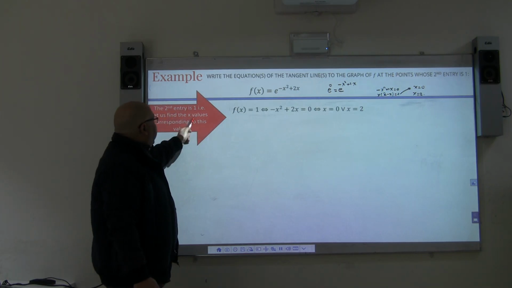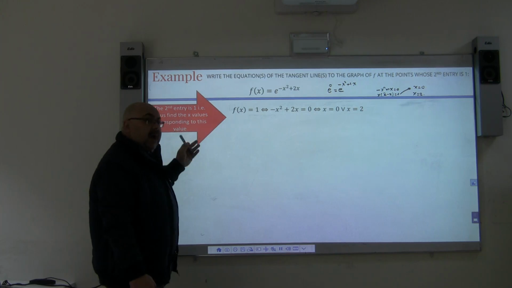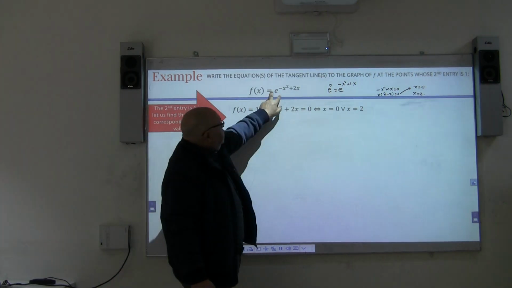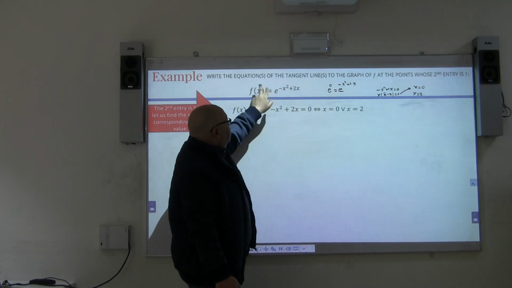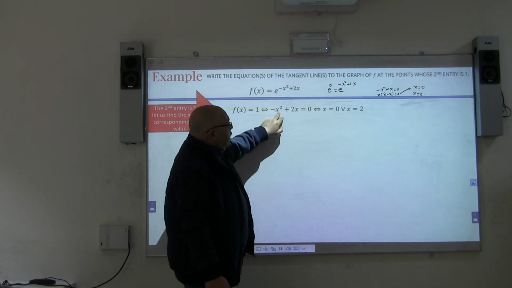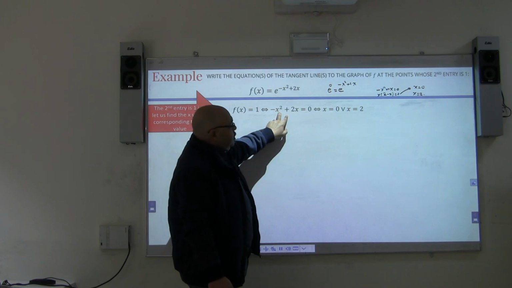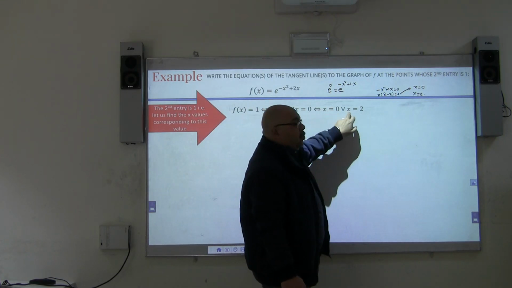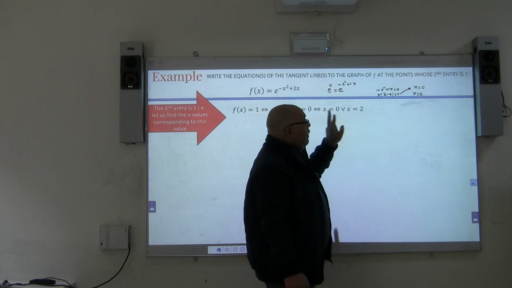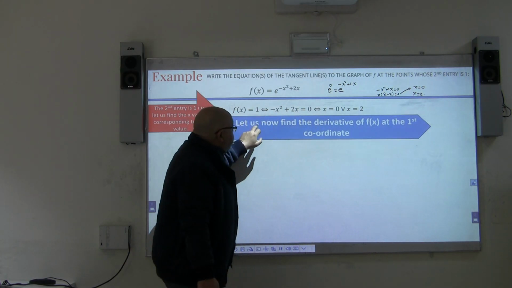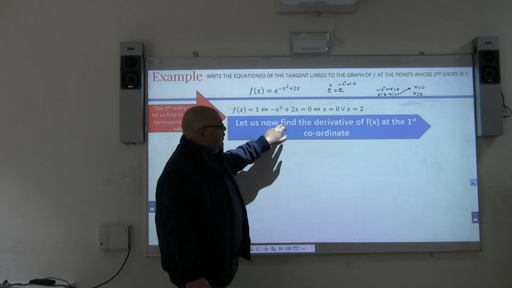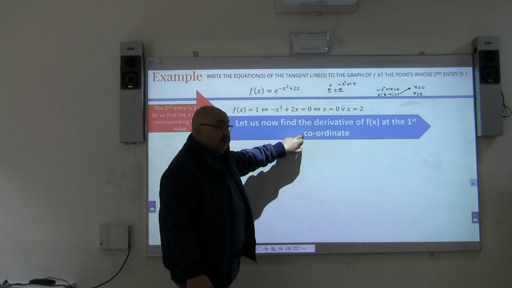It's very, very simple. So once more, the second entry is 1. Let's find the x values corresponding to this value. How to do it? I will take my function, setting it equal to 1. 1 is e to the power of 0, so the powers will be equal to each other. Now I will need to solve this equation, which leads to x equal to 0 or x equal to 2. Now I have the two values. The second step, let us now find the derivative of f of x at these coordinates.